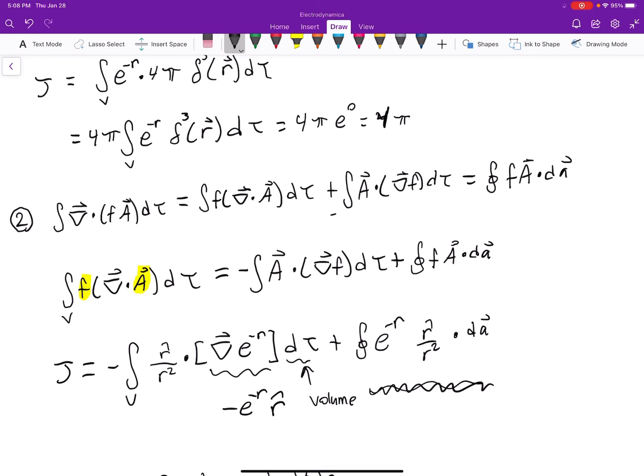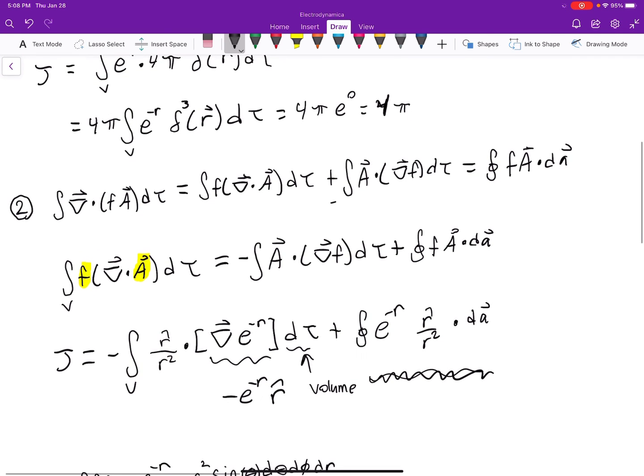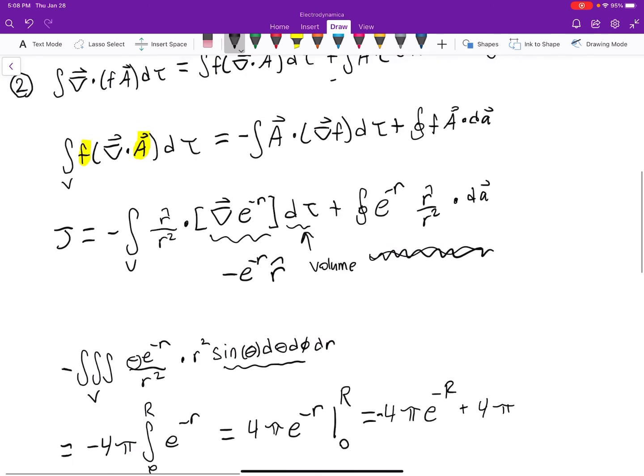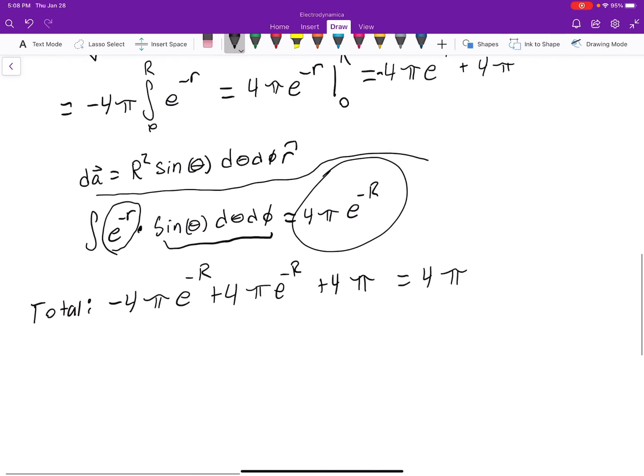So those were two ways that you could go about solving this integral. And they both give you 4 pi there. So hopefully that does what it needs to.